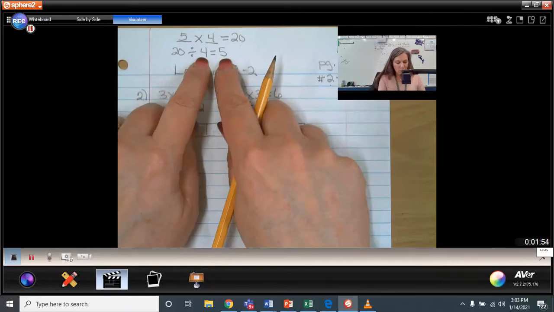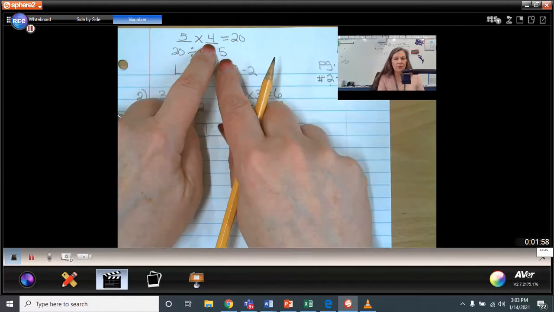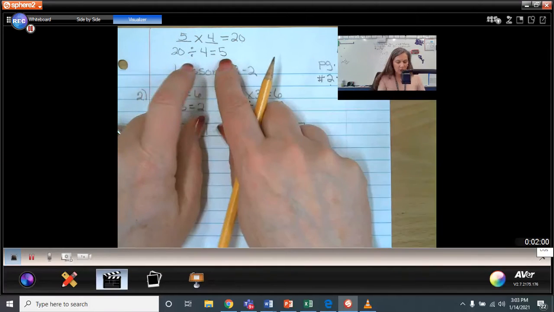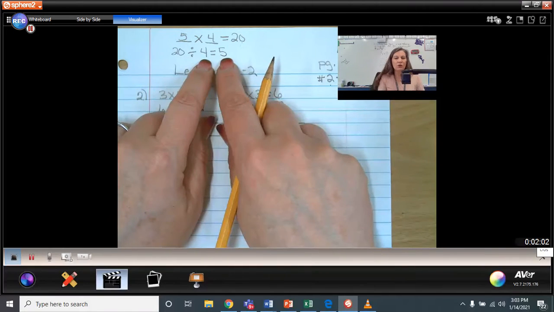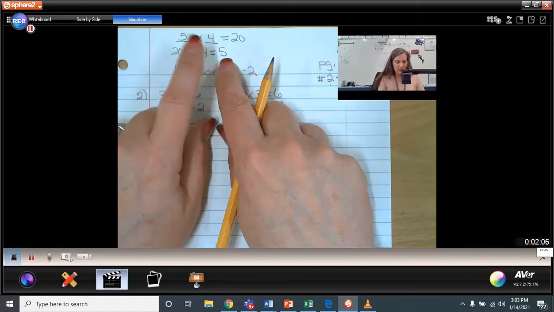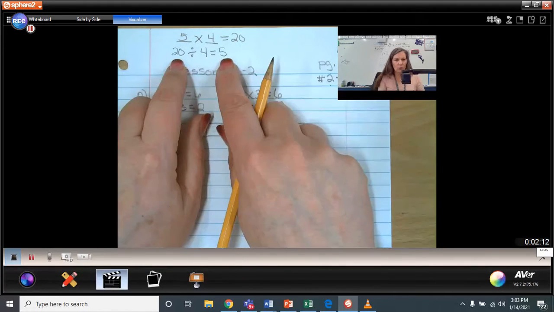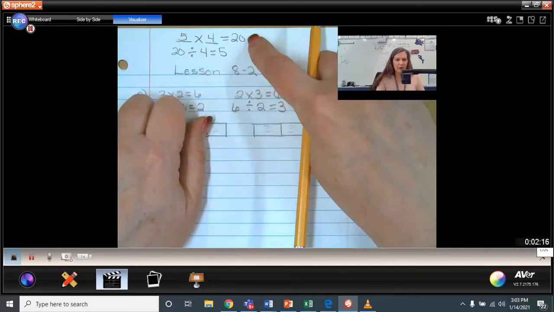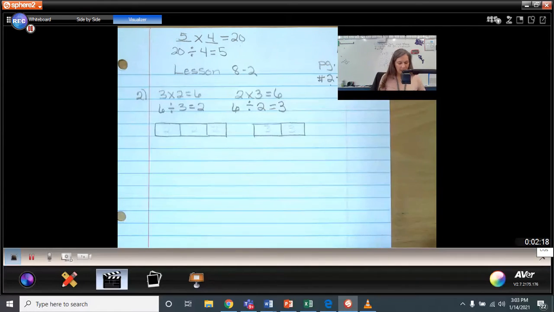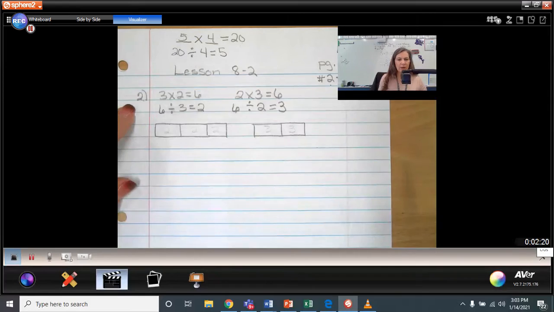But as long as you know that these are going to be the factors from your multiplication sentence, you now can see that your quotient is going to be one of the factors and your divisor is going to be one of those factors. You always have to start with your total when you're using division, which would be the product here. So I've demonstrated number 2 for you here.